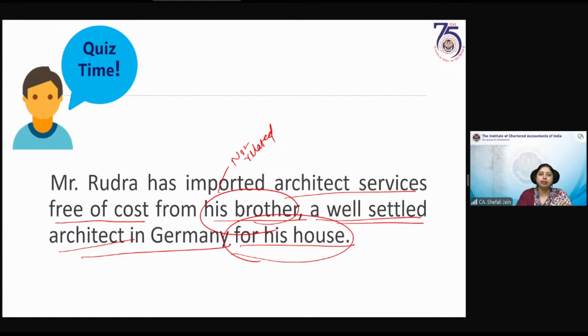Para 4 says import of services from a related person in course or furtherance of business. Now, import of services is correct, that has been there in this case. But the brother is not related, and in course or furtherance of business is also not there. That is why it is not a supply. So two conditions or two parameters are not being fulfilled. That is why he is not related. Yes, Mosam, now you have got it.